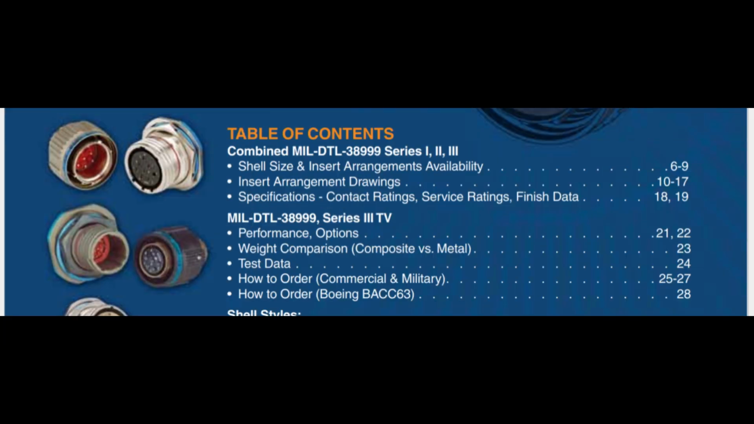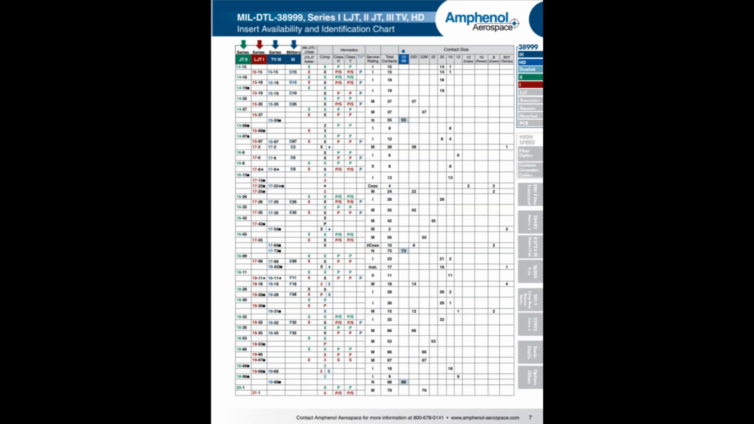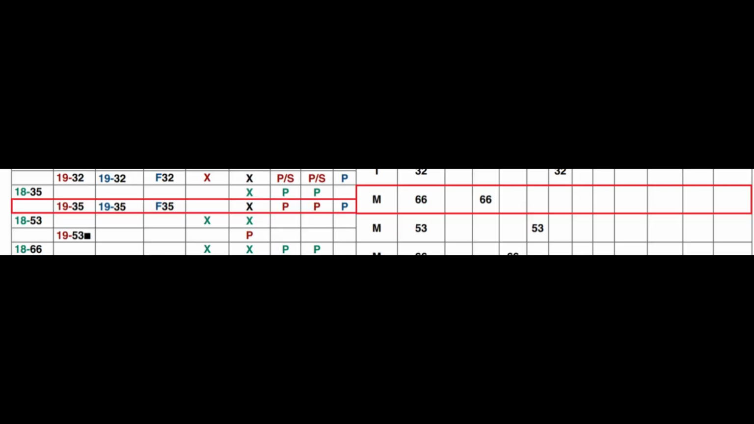You'll find the shell size and insert arrangement chart on pages 6 through 9. On page 7, we can confirm that the combination F35 corresponds to 19-35. This tells us the shell size is 19 and the insert arrangement is 35. We also learn that this configuration uses 66 contacts with a size of 22D.